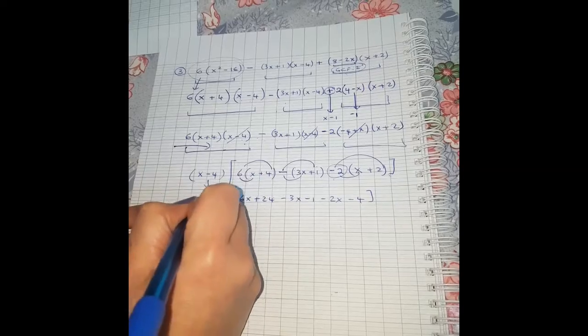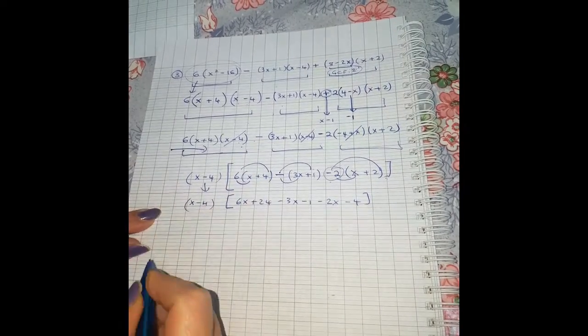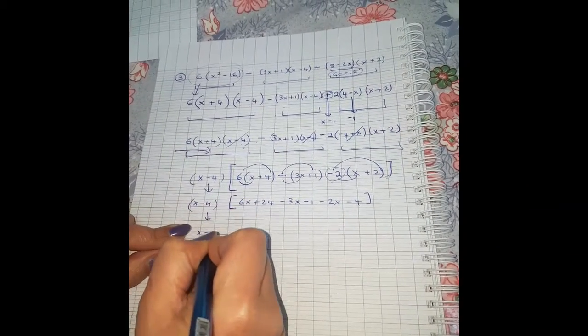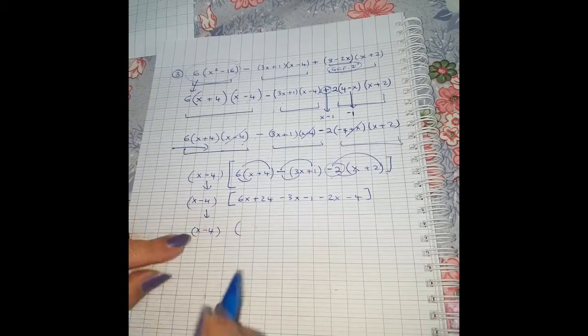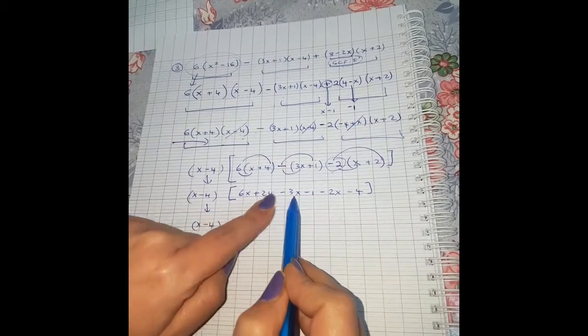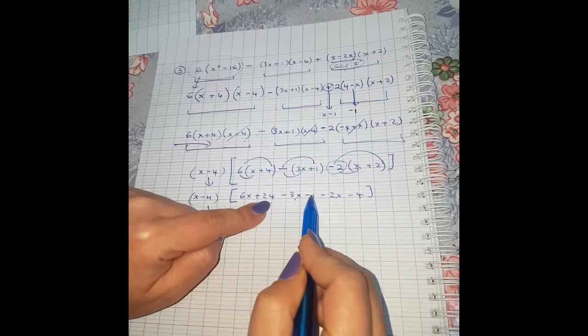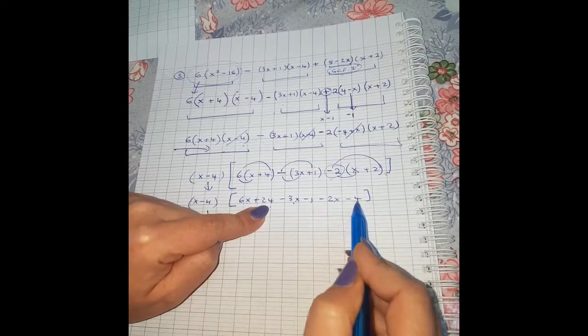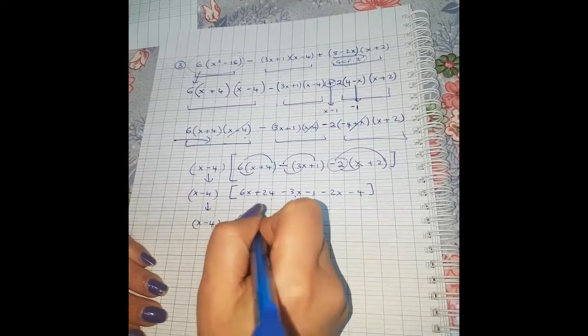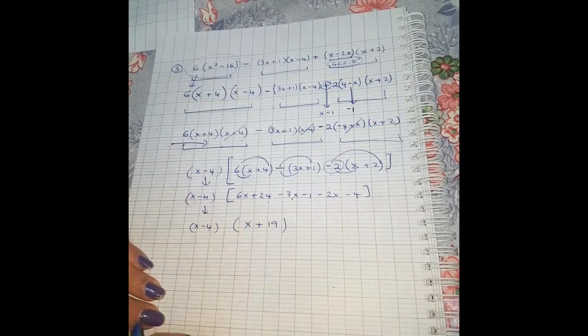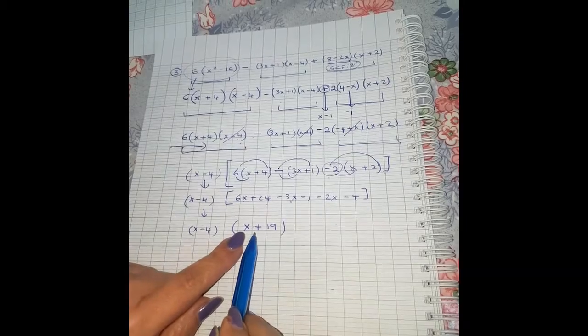Don't forget to bring down your first parenthesis as it is. Again, bring it down to the final answer. Start adding and subtracting. 6x minus 3x is 3x. Minus 2x is an x. 24 minus 1 is a 23. Minus 4 is a 19. Plus 19.